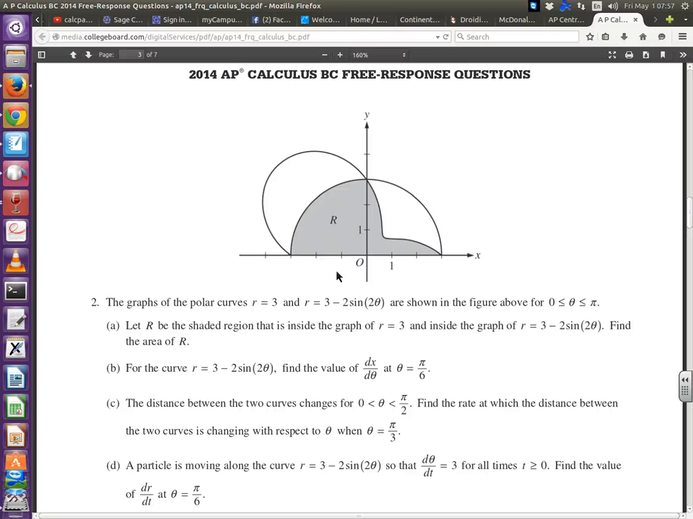Okay, so which one of these is r equals 3? Which one of them? The circle, because if r is always 3, and theta can be anything, the radius is always 3, it's not changing, it's got to be a circle.